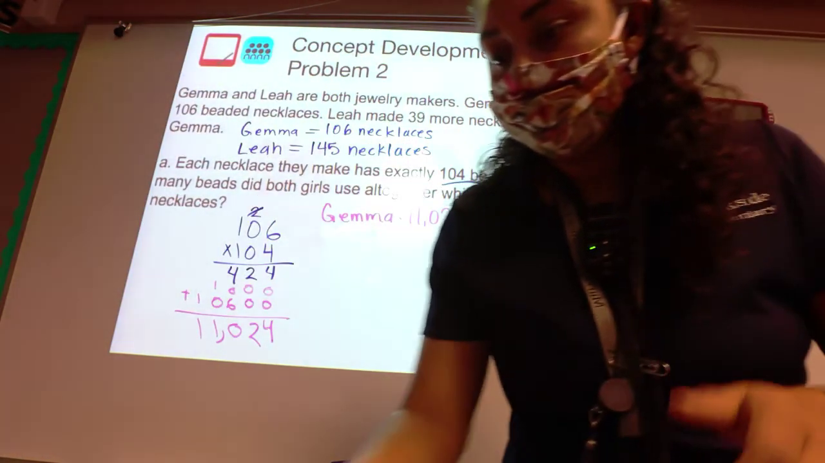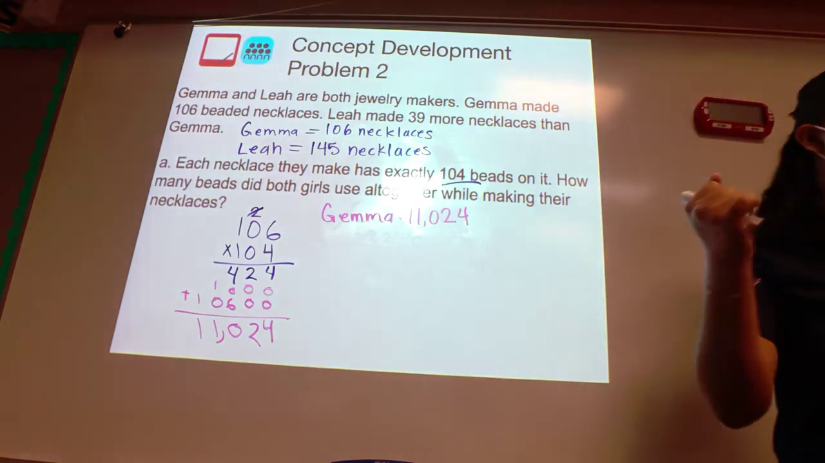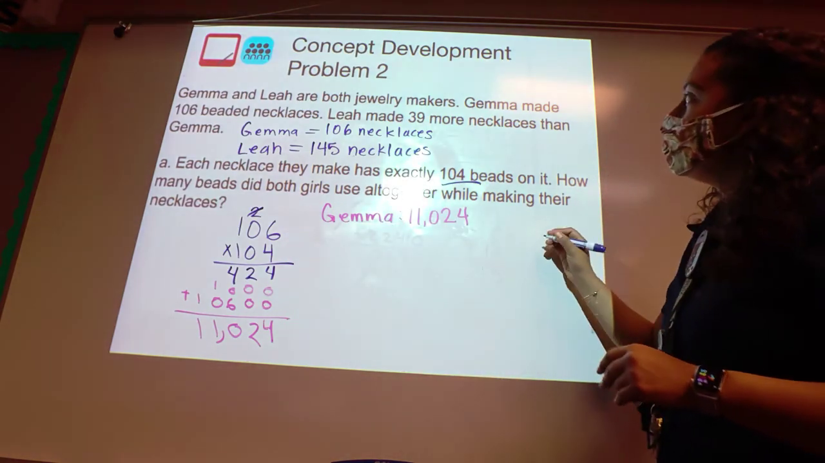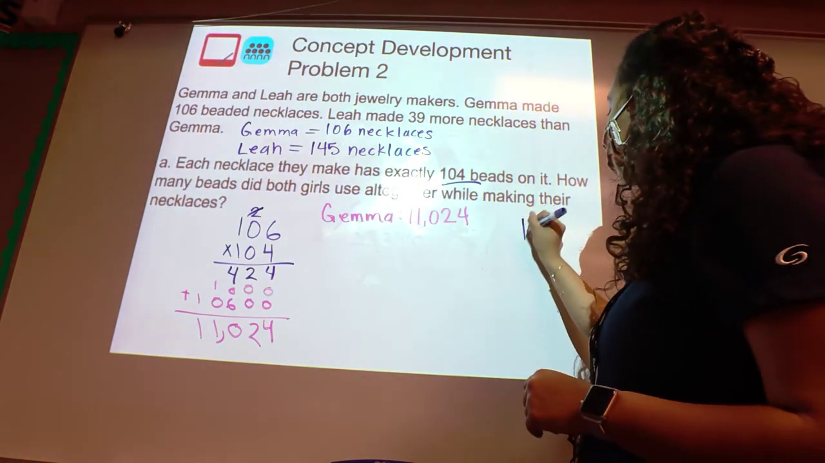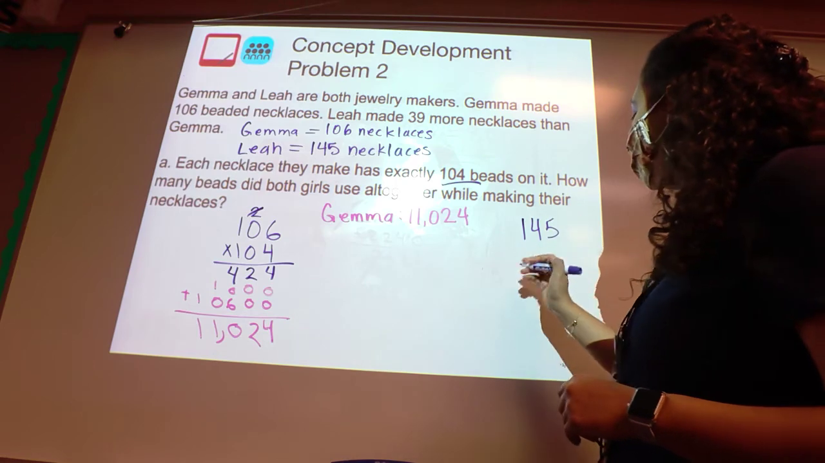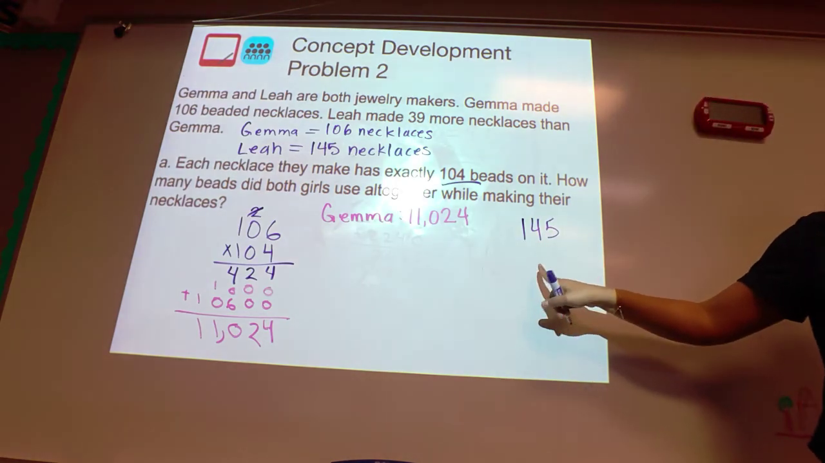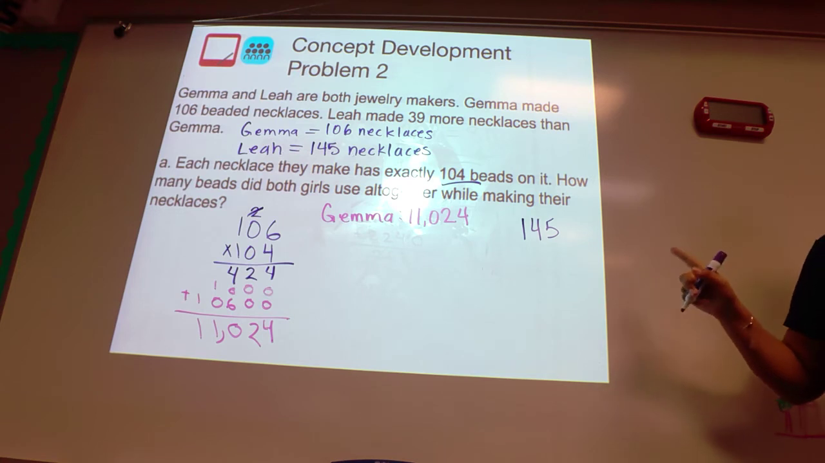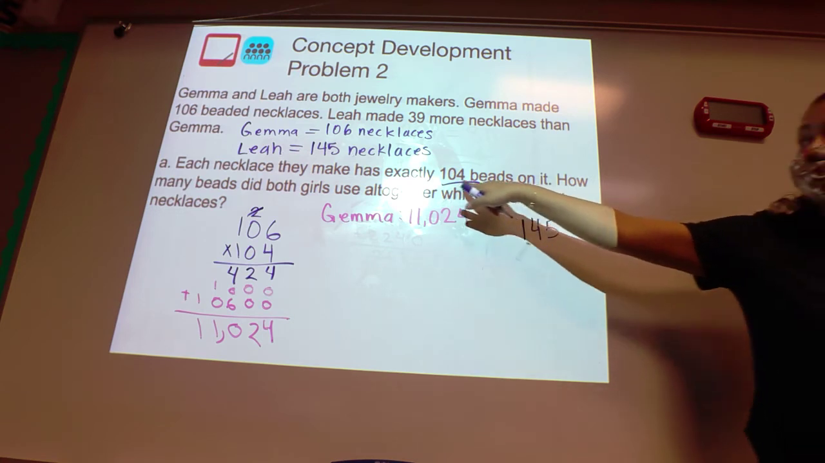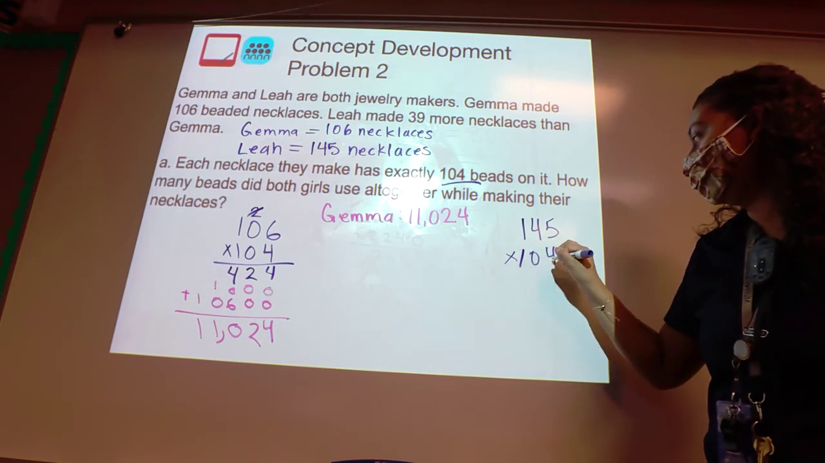So Leah, using the same steps from last time, made how many necklaces? 15. Close. She made 145. Yeah, you had a 5 and a 1 in there. Okay, so each necklace has how many beads? No, she made 145 necklaces. 104. Good. So we're going to multiply it by 104.